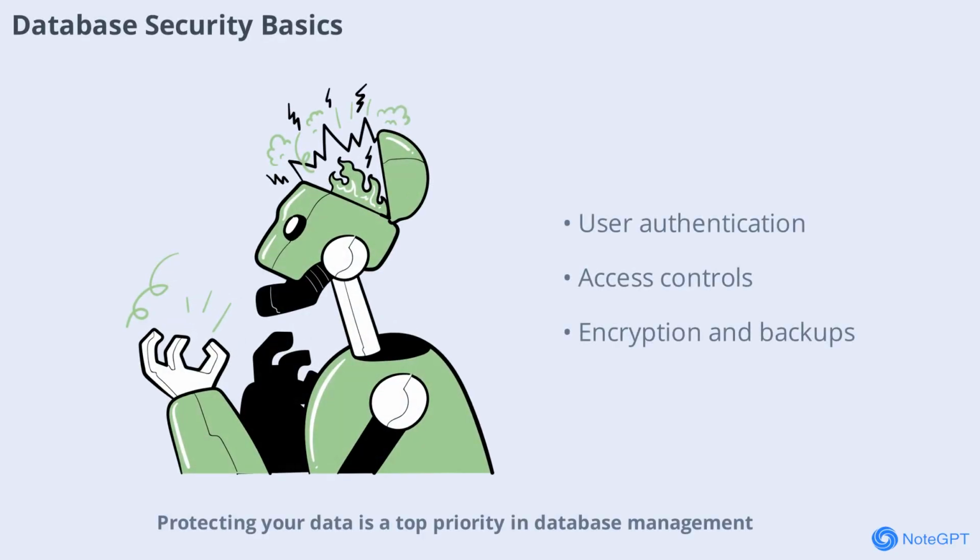Protecting your data is a top priority in database management. Security measures include user authentication, access controls, and encryption. Only authorized users should be able to view or modify sensitive information. Regular backups and monitoring help prevent data loss and detect suspicious activity. In the next scene, we'll look at how backups and recovery plans keep your data safe in case of unexpected events.